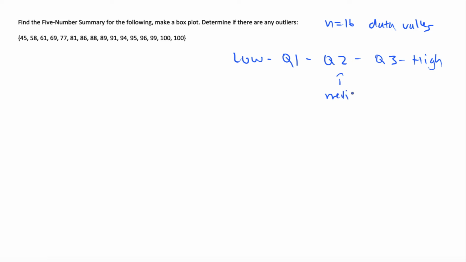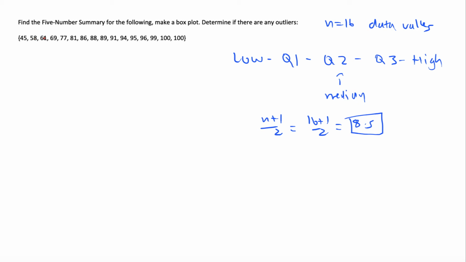So how do we find the median? Well, if there's an even number of data values, we can use this formula, n plus 1 over 2, which is 16 plus 1 over 2, which is 17 over 2, which is 8.5. Remember, this is the position of the median. What does 8.5 mean? That means the median should be between the 8th and the 9th number, which means we have to take the average of the 8th and the 9th number.